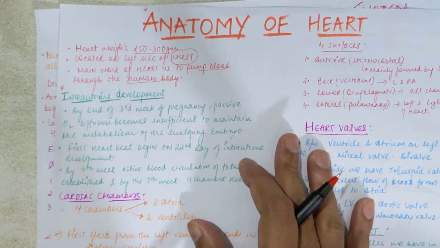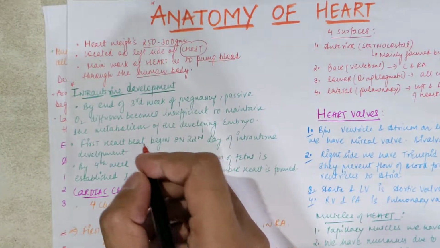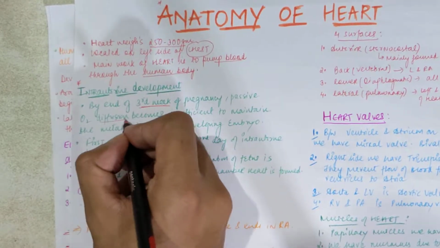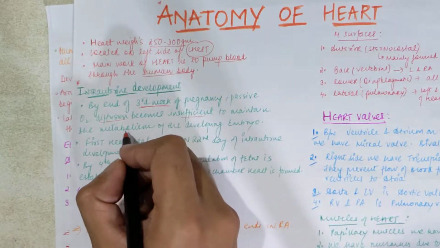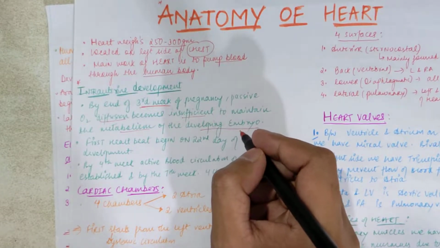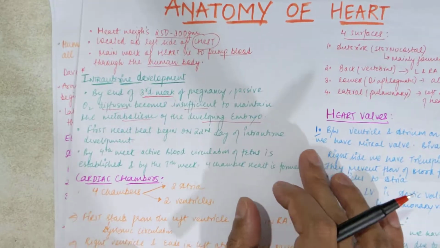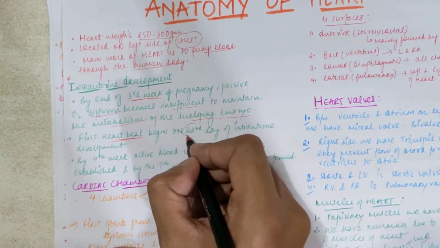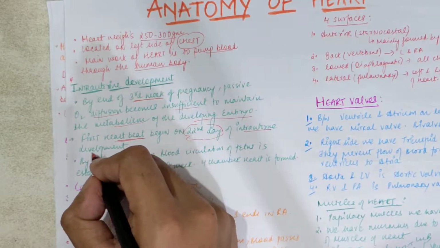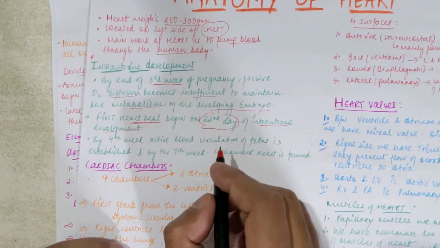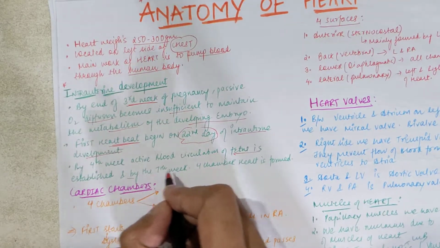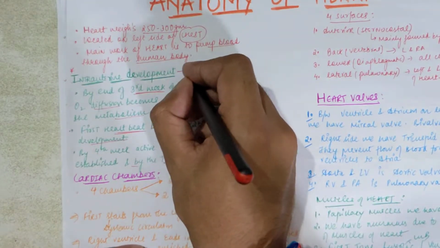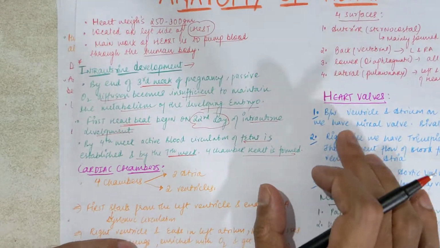Now, intrauterine development: how is the heart formed during pregnancy? By the end of the third week of pregnancy, passive oxygen diffusion becomes insufficient to maintain the metabolism of the developing embryo. At that time the mother's heart works, but later the first heartbeat begins on the 22nd day of intrauterine development, and by the 4th week active blood circulation of the fetus is established, and by the 7th week 4 chambers of the heart are formed. So this is from embryology, the development of the heart during pregnancy.